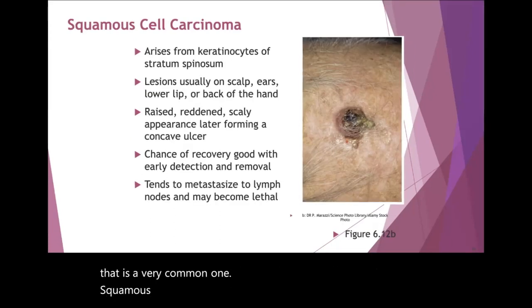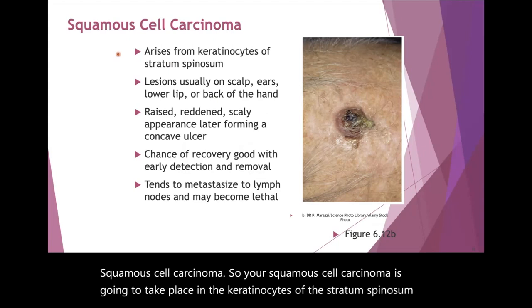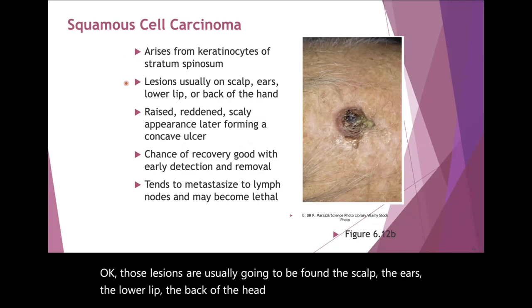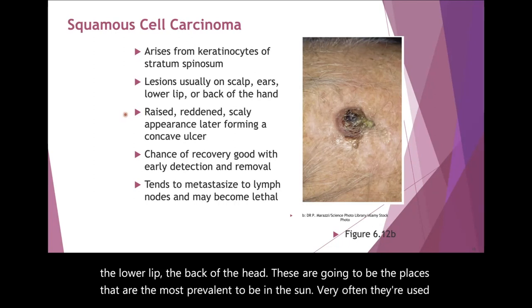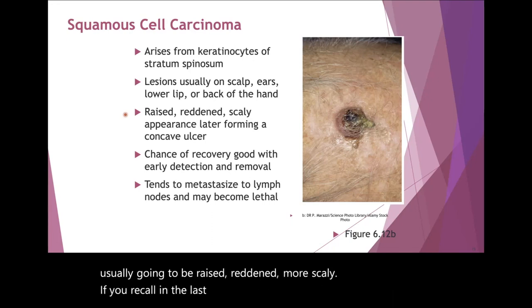Squamous cell carcinoma. So your squamous cell carcinoma is going to take place in the keratinocytes of the stratum spinosum. Those lesions are usually going to be found on the scalp, the ears, the lower lip, the back of the head. These are going to be the places that are the most prevalent to be in the sun very often. They're usually going to be raised, reddened, more scaly. If you recall in the last one, it was really shiny. This is more of a scaliness to it.